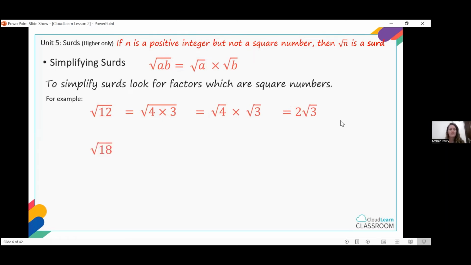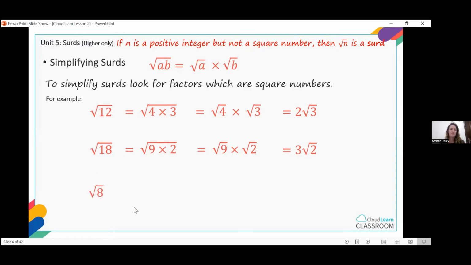Okay. I'm going to give you a moment to have a think about this one. Think about what the square number is that could go into the number 18. Okay, so hopefully you've thought about the number 9. So 18 can be written as 9 times 2. We can then split that into two separate surds, root 9 times root 2. Root 9 in itself is not a surd because we can calculate that as 3, so we get 3 root 2. The square root of 2 is a surd, so it cannot be simplified any further.